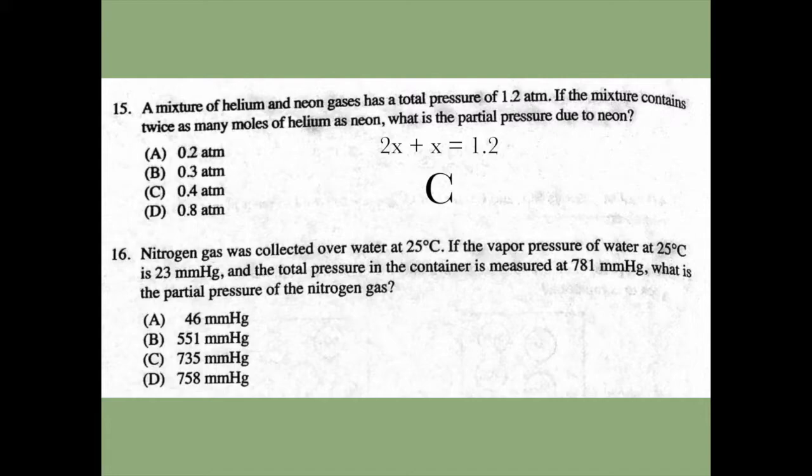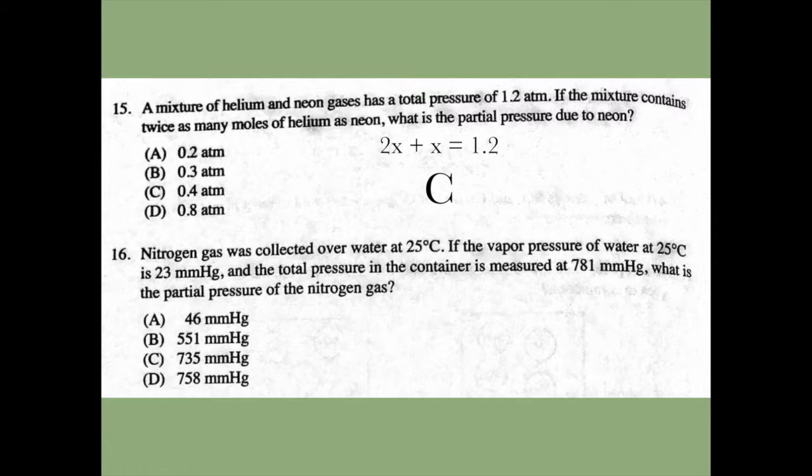It's not necessarily that conceptually they're really hard. It's that you need to take the concept and just apply a little bit of math to it. Okay? For 16, it says nitrogen gas is collected over water. If the vapor pressure of water at 25 degrees Celsius is 23 millimeters of mercury and the total pressure is 781, what is the partial pressure of nitrogen?